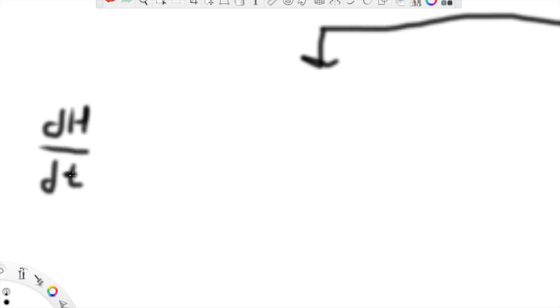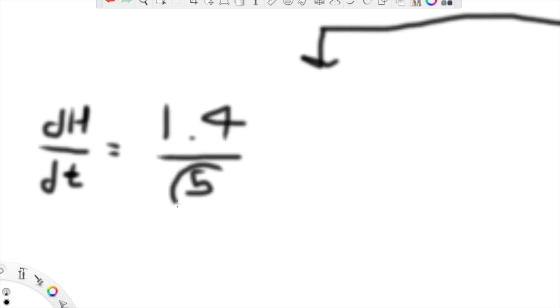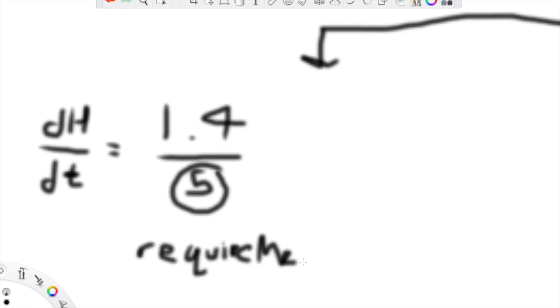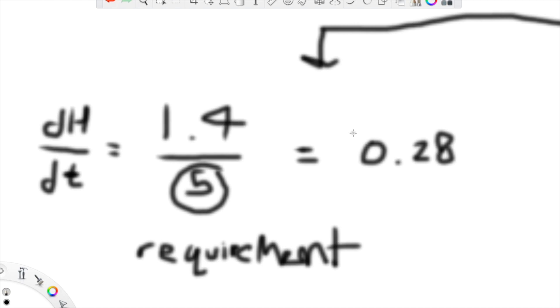Our pool needs to be filled within 5 minutes. So we will divide the height by 5 and we will get our dh/dt, or the level of water that is rising. Once we divide 1.4 by 5, we'll get 0.28, which is dh/dt.